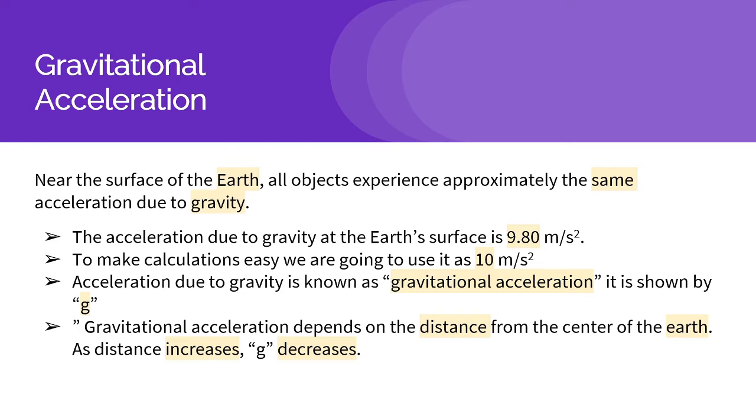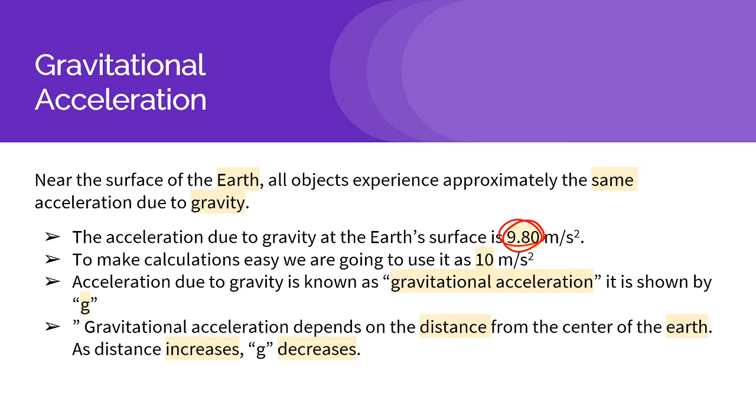Near the surface of Earth, all objects experience approximately the same acceleration due to gravity. Gravity pulls things down, and that means they speed up every second. How much do they speed up? They speed up by 9.8 meters per second every second. That's why acceleration due to gravity on Earth is known as 9.8 meters per second squared.